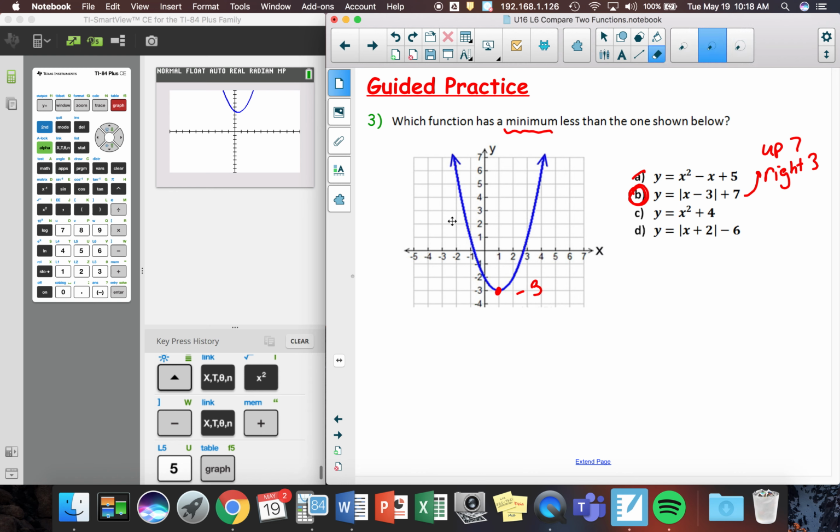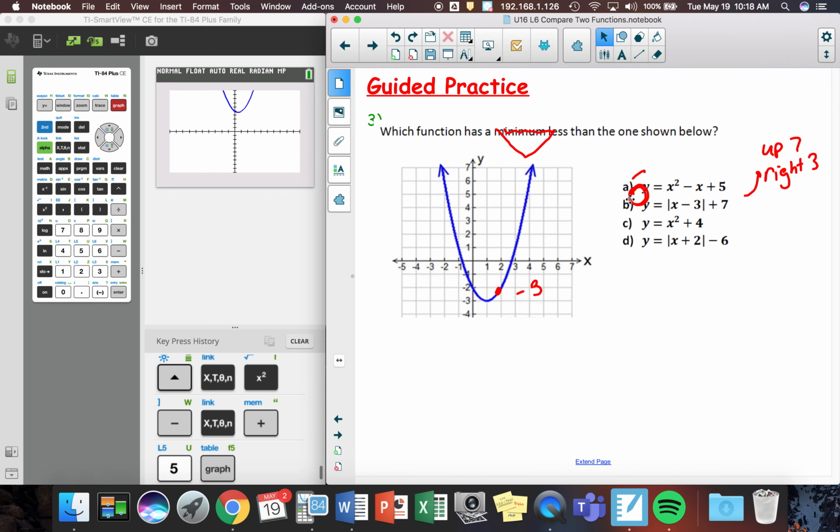So this function here, it's an absolute value function, so I know it looks like a v, like this, and that's my parent function. This transformation is telling me that it's going to go up 7, all the way up here, and then to the right, 1, 2, 3. That's not lower than this one here. We want to find one that's less than the one shown here. So I know that answer choice B is also out.